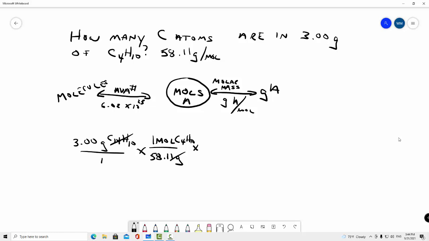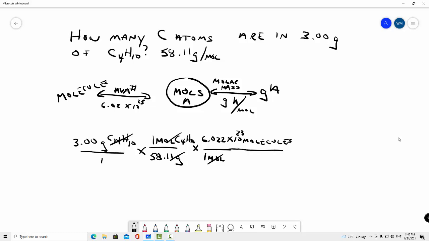The next step is to get into molecules of butane. So I'm going from the center. I'm going to use Avogadro's number. I want the moles to cancel, so I'll put the 1 mole in the denominator and the 6.022 times 10 to the 23rd molecules. In this case, we're working with molecules still. And that's the key to this problem. So I got my molecules of butane. Moles are going to cancel.